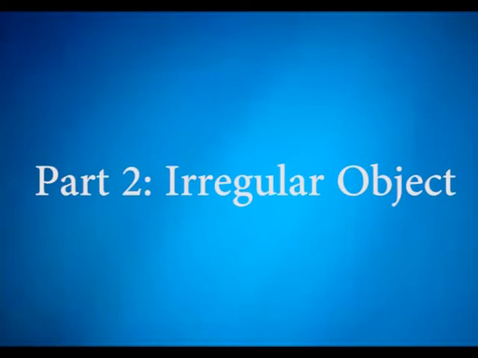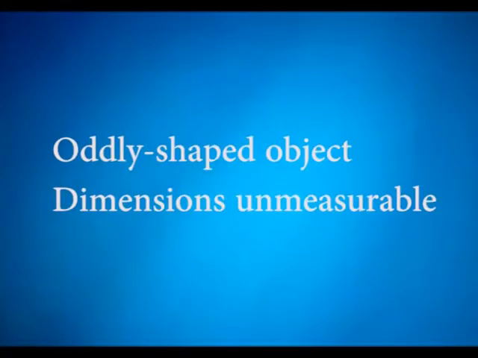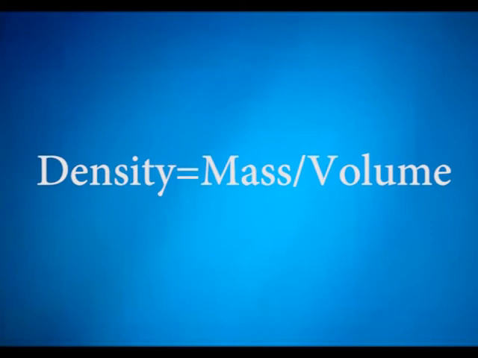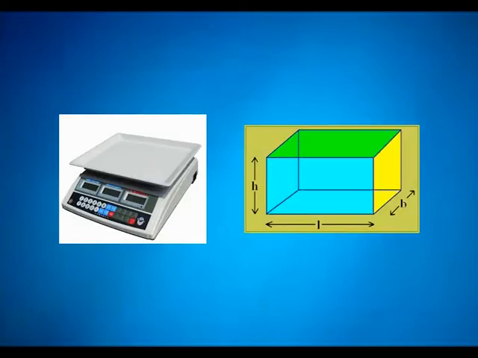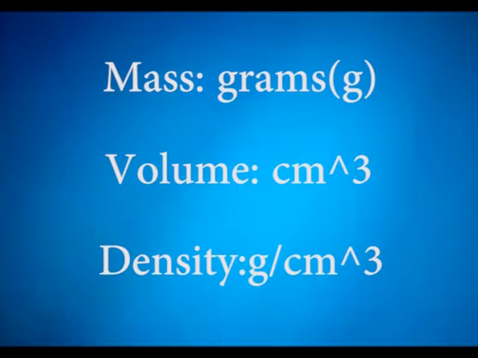To demonstrate the finding of density of an irregularly shaped object, we will use a small pebble. This object is not of a regular shape and hence the volume cannot be found by mathematical calculation. Again, as d equals m over v, we need to find the mass, then the volume of the pebble to obtain the density. Like the previous experiment, we will use the SI units, grams, signified by g, and cubic centimeters, signified by cm cube.